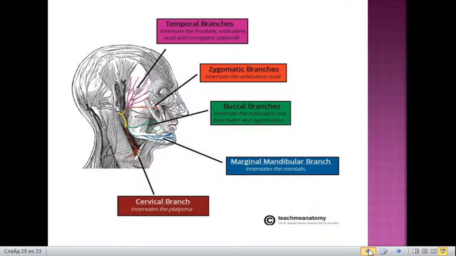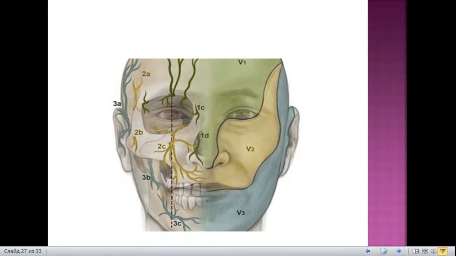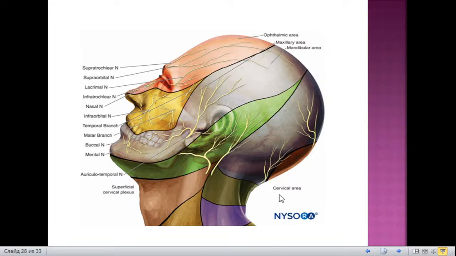About the neck region. Skin is supplied again by neck nerves. So the skin of the front of the neck is supplied by the cervical plexus, and the back of the neck is supplied by posterior branches of cervical spinal nerves.